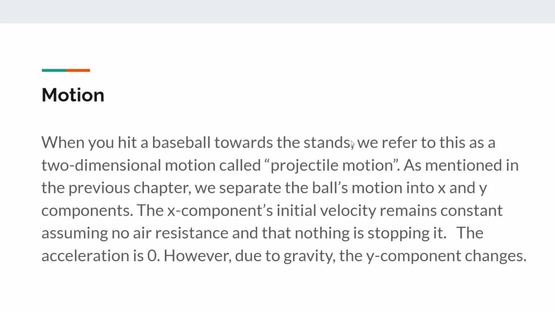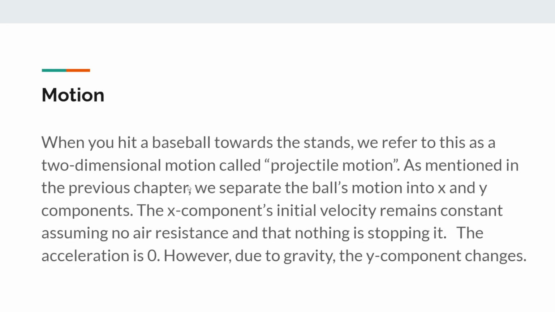But when you hit a baseball towards the stand, let's take a baseball example, we refer to this as a two-dimensional motion called projectile motion because we're measuring the motion of a projectile. Maybe it's talking about something in the air, which makes sense because it's a projectile. So a ball rolling down a ramp in Galileo's case would not be projectile motion.